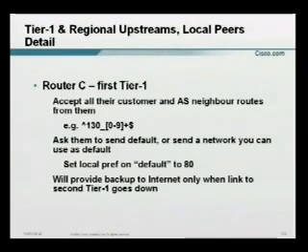Router C is the first tier 1. We accept all the customer and AS neighbor routes from them. So again, it might be 130 and neighboring ASs. We might choose to accept more from them. It all depends on the actual topology.